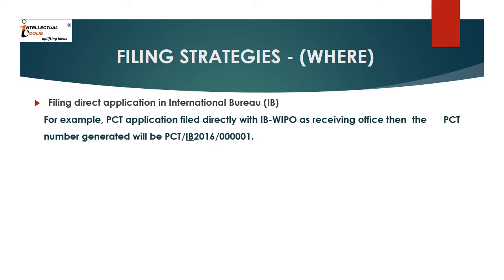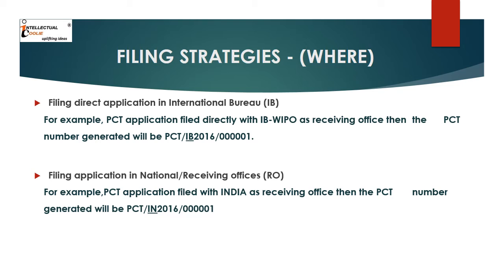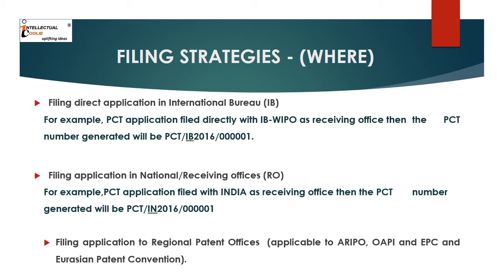When you choose the International Bureau as your receiving office, your PCT application number will be like this, which includes IB. And in case you decide your nation as your receiving office, suppose you have decided India, then you get the application number like this. Suppose a US resident decides US as the receiving office, then it will come as US here. Then there are some regional offices also, that is the African Patent Office, EPC and the Eurasian Patent Convention. In this you can also take a Regional Patent Office as your receiving office.